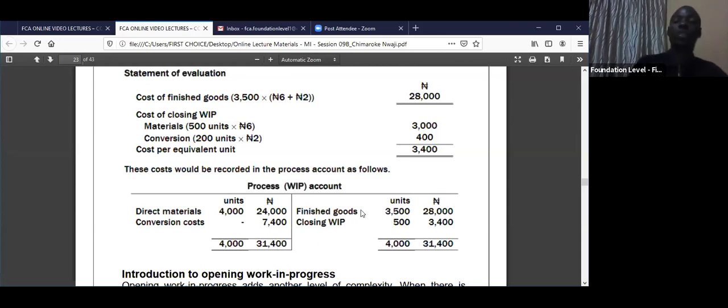So we will go to finished goods. We see it was 3,500, while closing work in progress is 500. And we have seen that we have our cost 28,000 here, finished goods, and our work in progress, we saw it as 34,100. So when we add across, we are having the same figures as above.